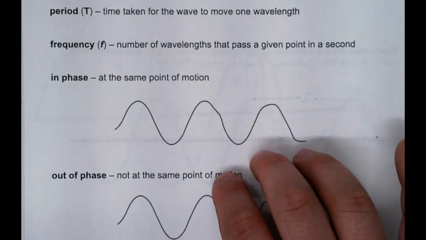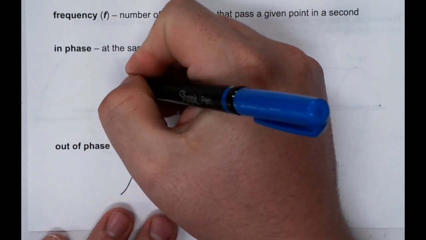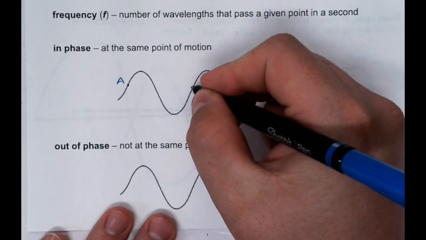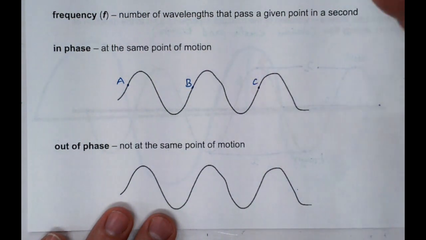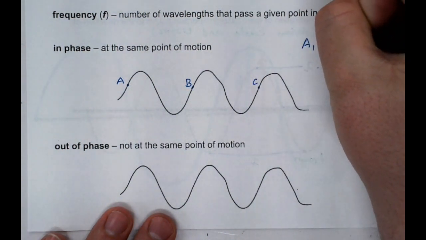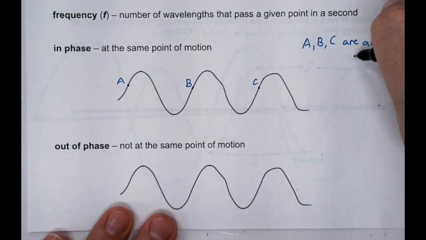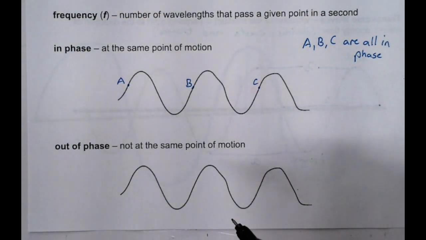The last two major terminologies you're going to need to know are in phase and out of phase. If something is in phase, it's at the same point of motion. So if I'm going up, if I call this point A, on my next wave, if I'm at the same point, point B, and my third wave even the same, that means A, B, and C are all in phase. They have the same displacement and the same time.